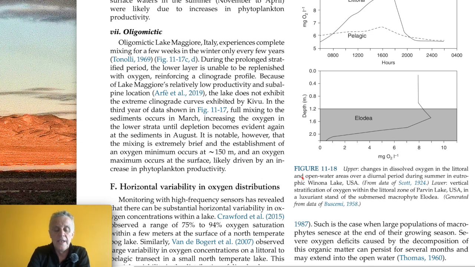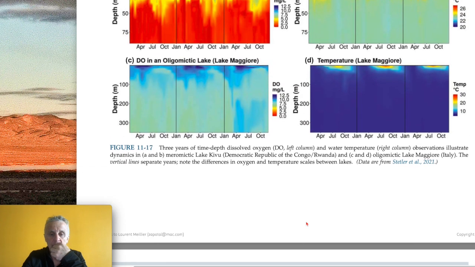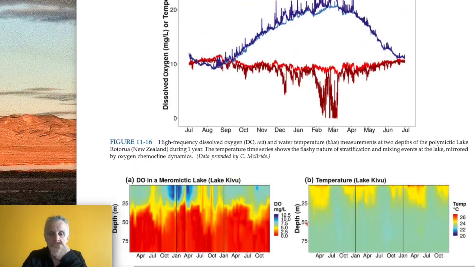increasing the oxygen in the lower strata until depletion becomes evident again at the sediment in August. It is notable, however, that the mixing is extremely brief and the establishment of an oxygen minimum occurs at about 150 meters and an oxygen maximum occurs at the surface, likely driven by an increase in phytoplankton productivity. So let's look at Lake Maggiore here.